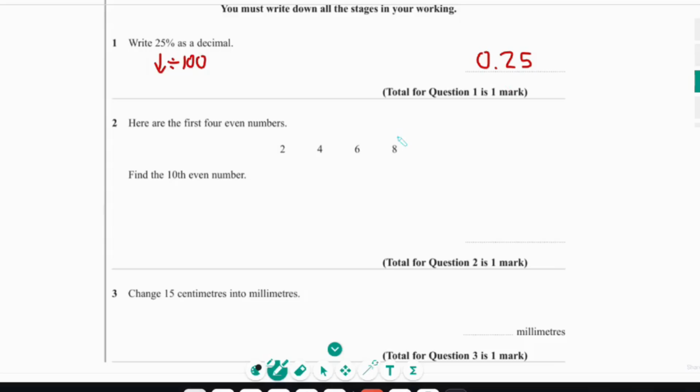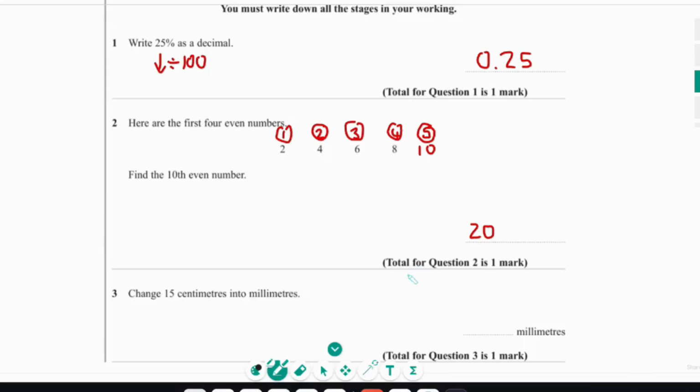Here are the first 4 even numbers. Find the 10th. So 2, 4, 6, 8. The 5th would be 10. You could either go up in 2s, or you can see that they're the 2 times table. So the 6th would be 12, the 10th would be 20.